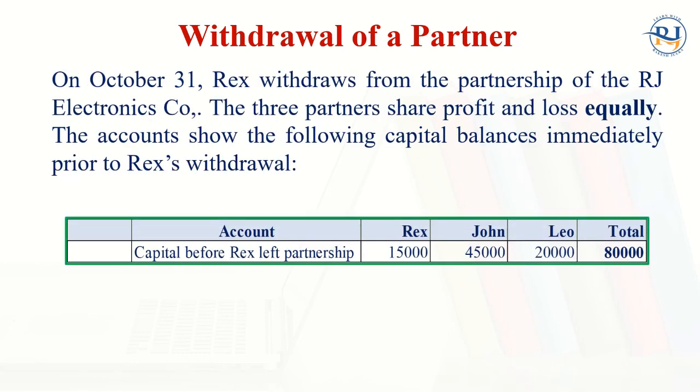Now next is the withdrawal of partners. Let's say on October 31st, Rex withdraws from the partnership of RJ Electronics Company, and the three partners share profit and losses equally. In this case, the account shows the capital balance immediately prior to Rex's withdrawal. So now Rex is planning to leave the organization. Here Rex was having 15,000 in the books of accounts as capital, John 45,000, and Leo 20,000, and the total was $80,000. Now Rex wants to leave this organization, whatever the reason is.